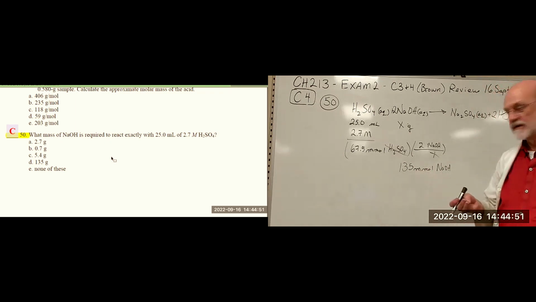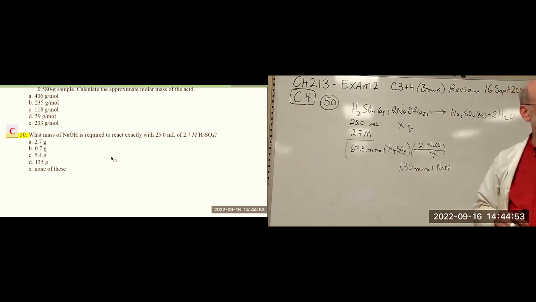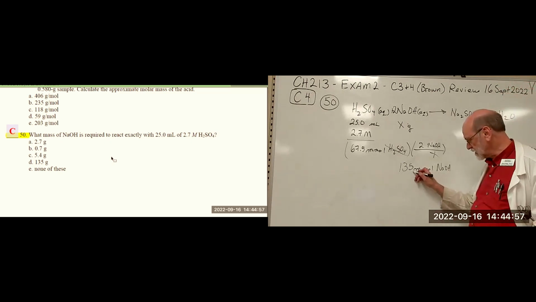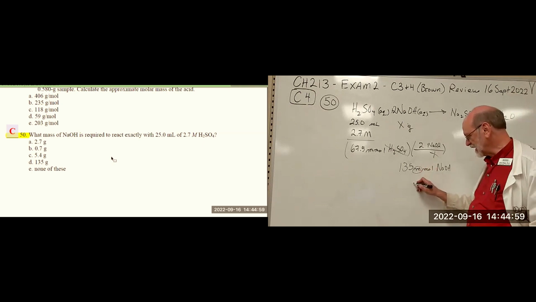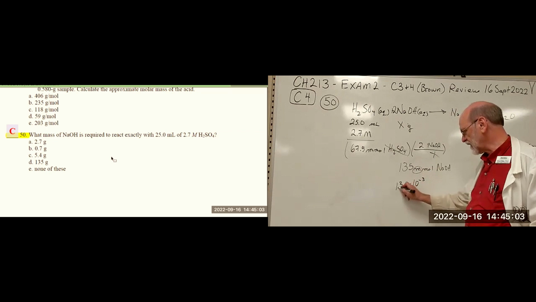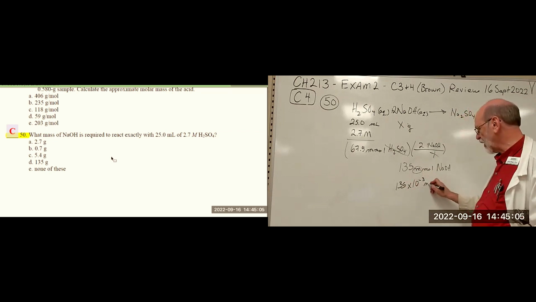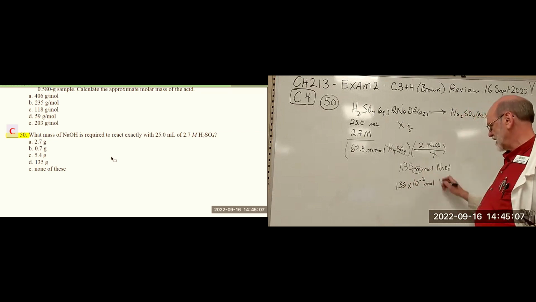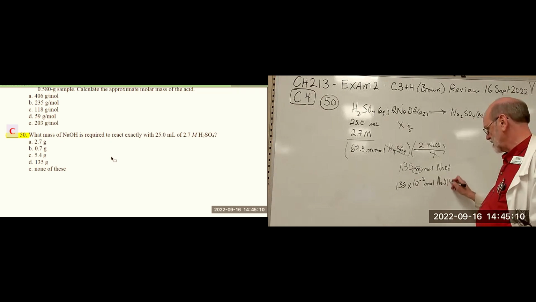Okay, we can't use that to convert to mass, right? We need moles. So how many moles is that? Remember the trick? This prefix, milli. Milli is 10 to the minus 3. So 135 times 10 to the minus 3 moles of NaOH.